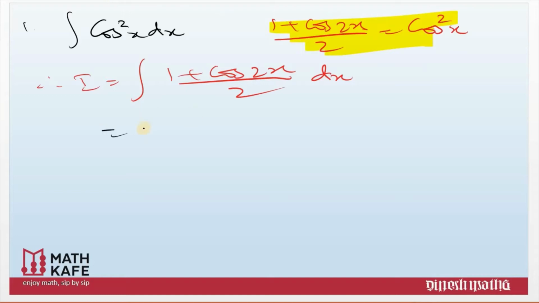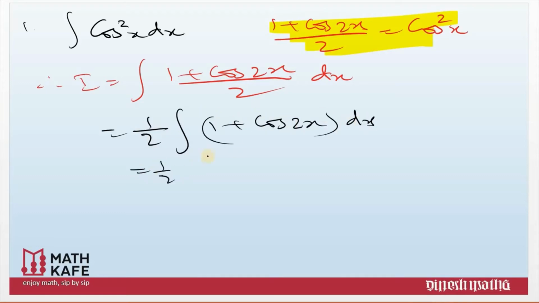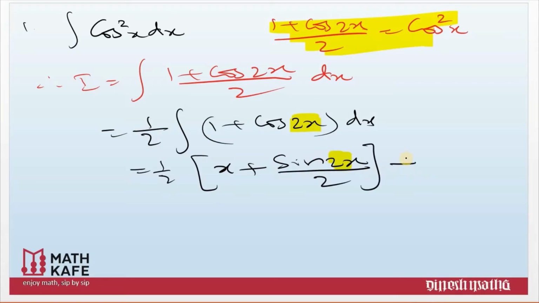Now this can be written as, the half is a constant, so I have taken this 1 by 2 out. Now 1 plus cos 2x dx. Now you can do the integral. Half into, what is the integral of 1? x. And what is the integral of cos 2x? As you know, it is sine 2x. And keep in mind, the coefficient of x is not 1, so we must divide with the coefficient. So we'll get sine 2x whole divided by 2 plus c.